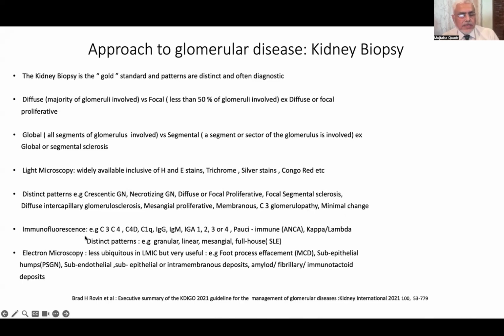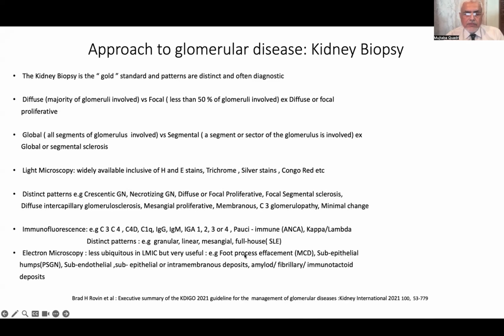Immunofluorescence, one should do staining with C3, C4, C4d, C1q, IgG, IgM, IgA, and IgG subclasses 1, 2, 3, 4, particularly IgG4 in primary membranous or IgG1 in secondary membranous. Pauci-immune would be a feature of the vasculitides, granulomatosis with polyangiitis, and kappa lambda patterns need to be also stained for. Then you can have granular, linear, mesangial, full house patterns that you may be aware of, and electron microscopy is very useful to have if you can afford it.